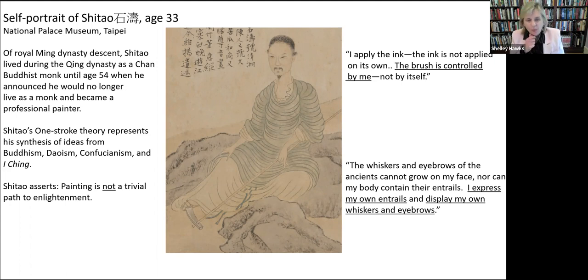So Shitao's one-stroke theory, many people have emphasized that it grows out of his life experience as a Buddhist. And certainly that is true, but it is also larger than that. It really seems to have a lot of connection with Taoist philosophy and even some parts of Confucianism. And in general, Shitao asserts that painting is not just an art form, it's not just a leisure activity, it's actually the penultimate way to seek enlightenment. So he says it's not at all a trivial path. So here are some famous quotations from his remarks on painting.